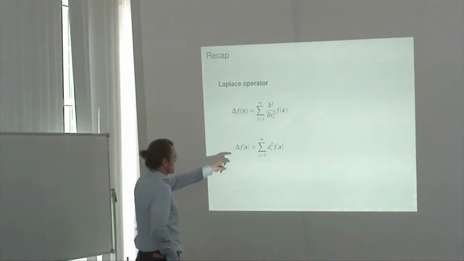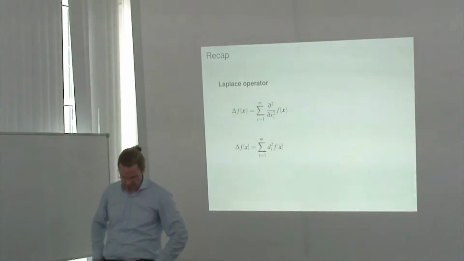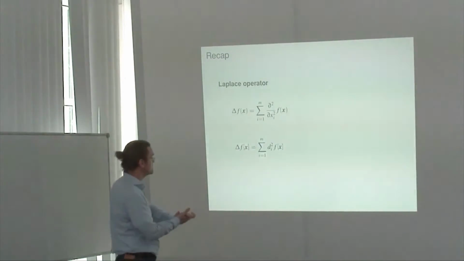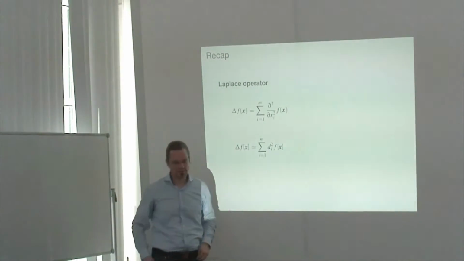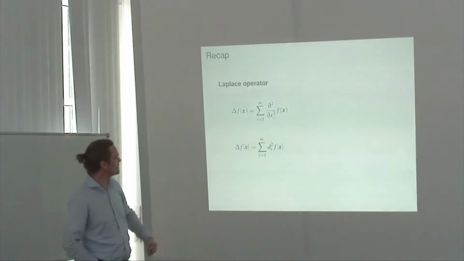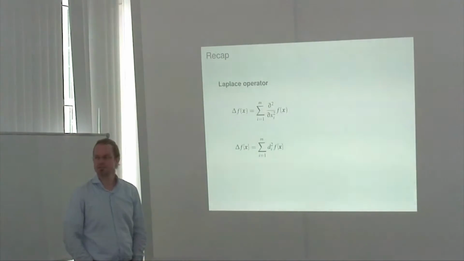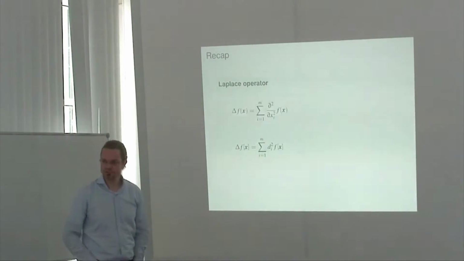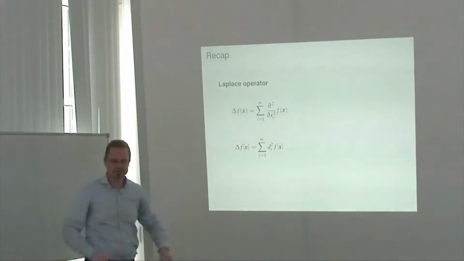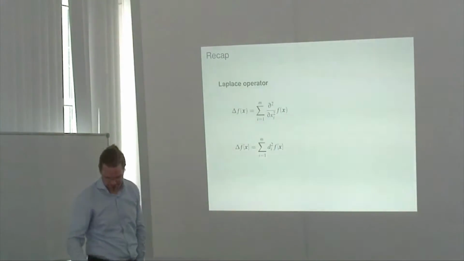I am using square brackets to indicate discrete functions in contrast to continuous ones. And once again, it is just given as the sum over the second order partial derivatives of that discrete scalar field. So a discrete scalar field is a function that does not assign a value to every point in space, but just to certain points on certain grids, say.